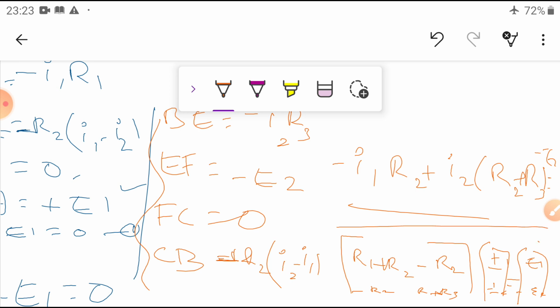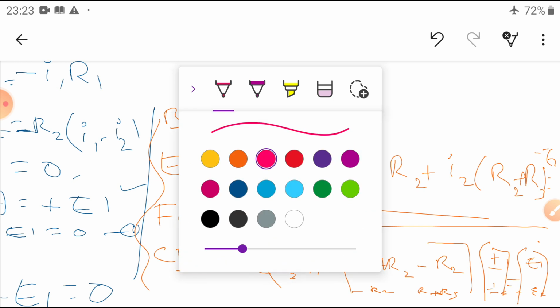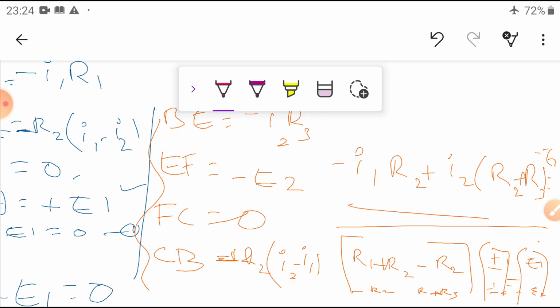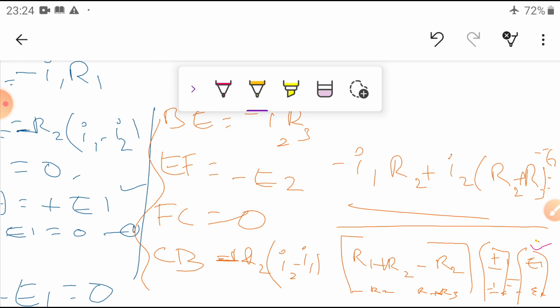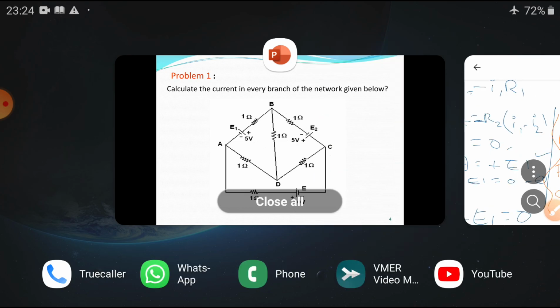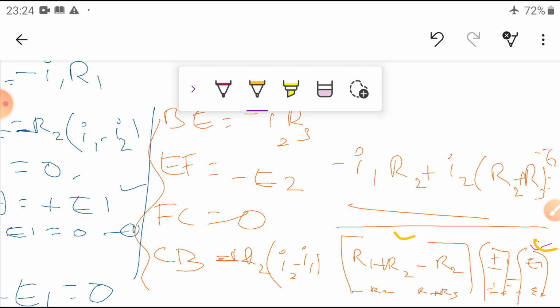So this known, this value, what are the known? You know this value. You know this value. Okay, you know this value and you know this value. Simple substitution, you are going to calculate this value. This is the procedure for loop current calculations.